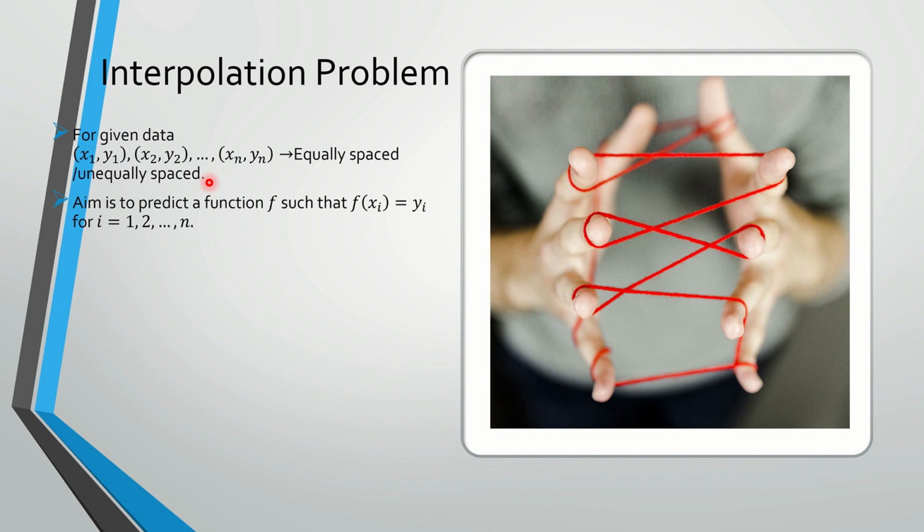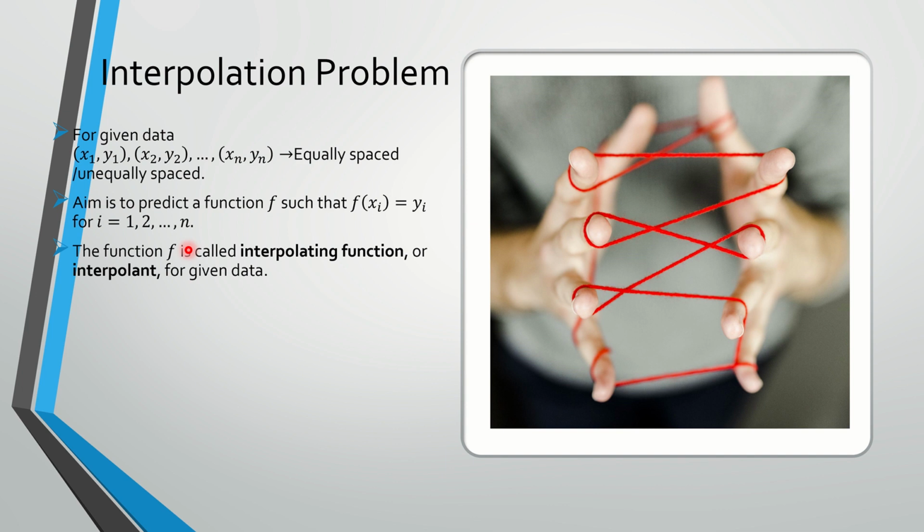Okay, so why do we do basically interpolation? What is the purpose of solving the interpolation problem? In this case, we aim to predict a function such that it fits all these points. I mean to say, if you put x equal to x1, y should be y1, and if you put x equal to x2 here, you'll get y equal to y2 here. So you'll be basically fitting all these points for i equal to 1, 2, 3 and so on. That's the main aim of interpolation.